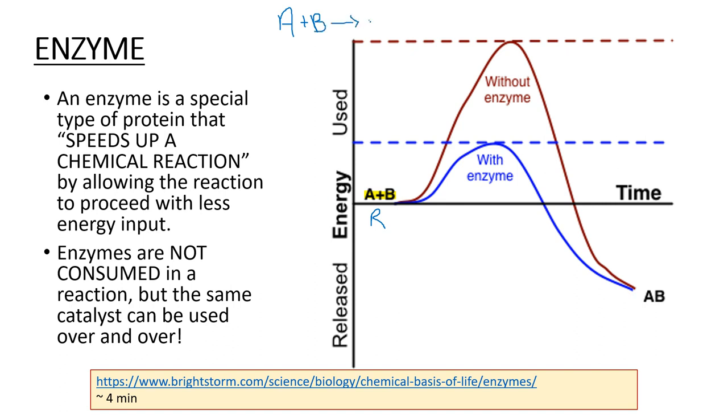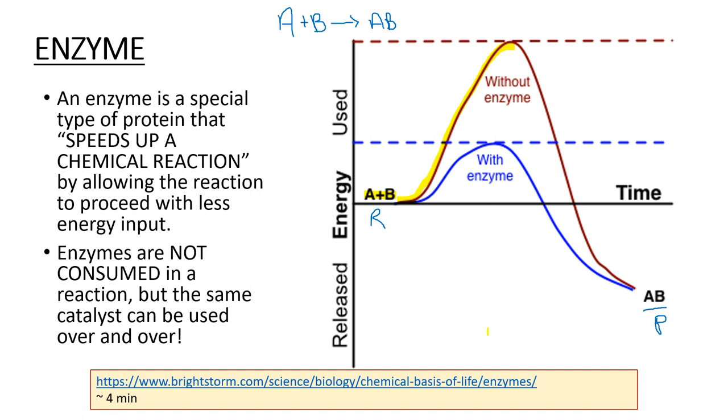produces AB. So A plus B is the reactant. AB down here, that is the product. Okay? Now, with our reactants, you've got two situations here. You have the red line that you can follow, and this is the line without any enzyme involved. And then you have the blue line, which you can see is with an enzyme.